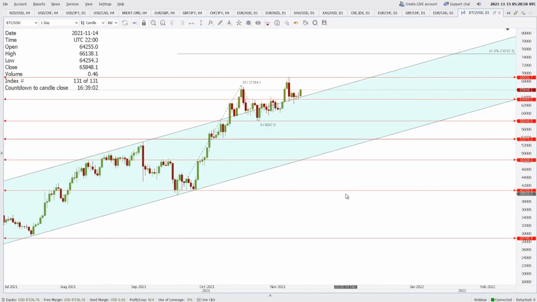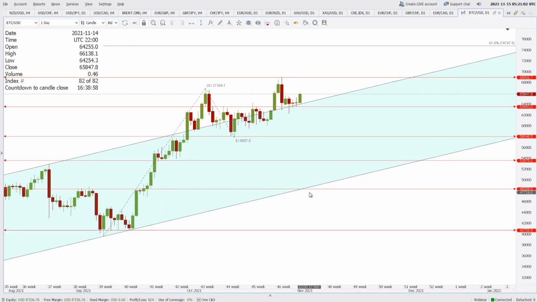Last but not least, Bitcoin is headed higher today. 68,932 I think is the mark which buyers will try to challenge today, and this may offer some resistance, although the support will be provided by the 63,493 level. So this is a very important level here, and we are expecting a close higher than 68,932, which will open the way for 74,747.